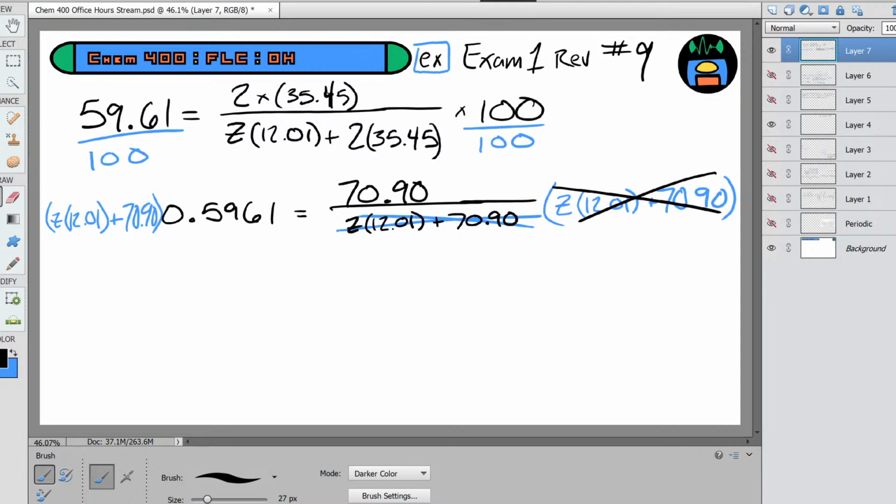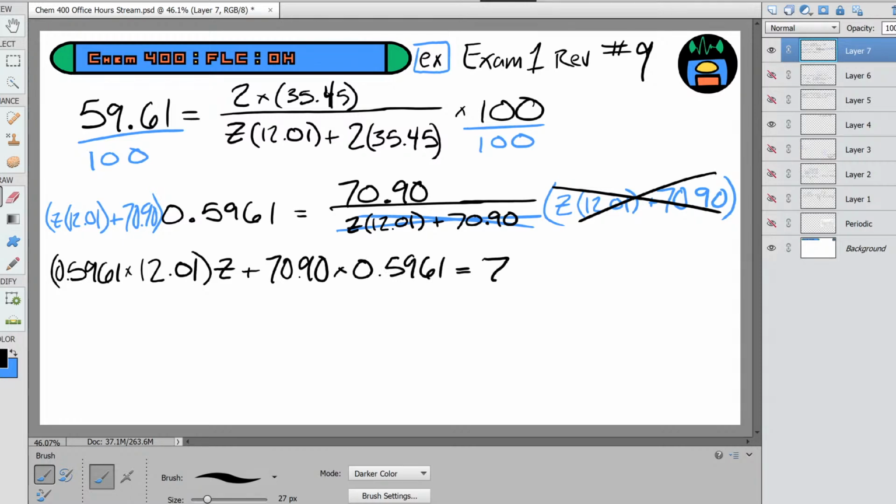So now we have 0.5961 times 12. I'm distributing that in times Z, plus 70.90 times 0.5961 equals 70.90. All right, let's crunch some numbers. We're just going to simplify things down.